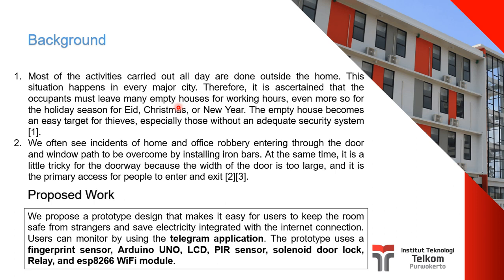And the second is that we often see incidents of home and office robbery entering through the door and the window, as a part of the house, so that they install iron bars. At the same time, it is a little tricky for the doorway because the width of the door is too large, and it is the primary access for people to enter and exit.